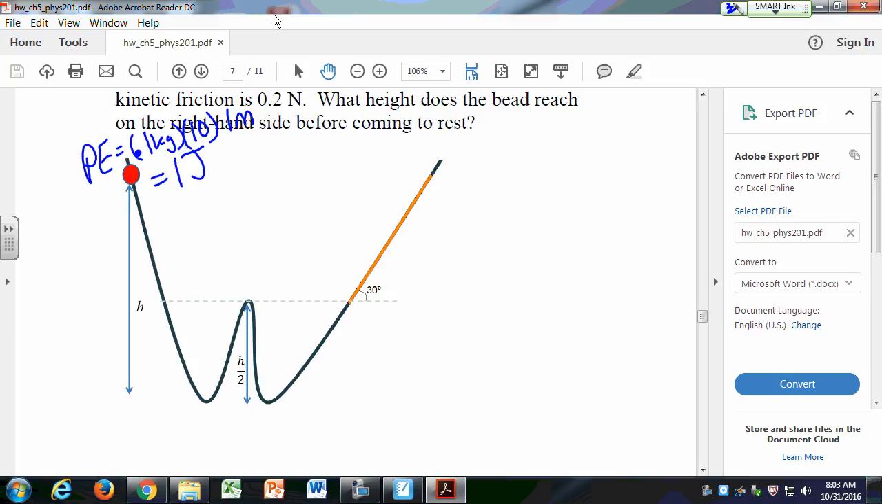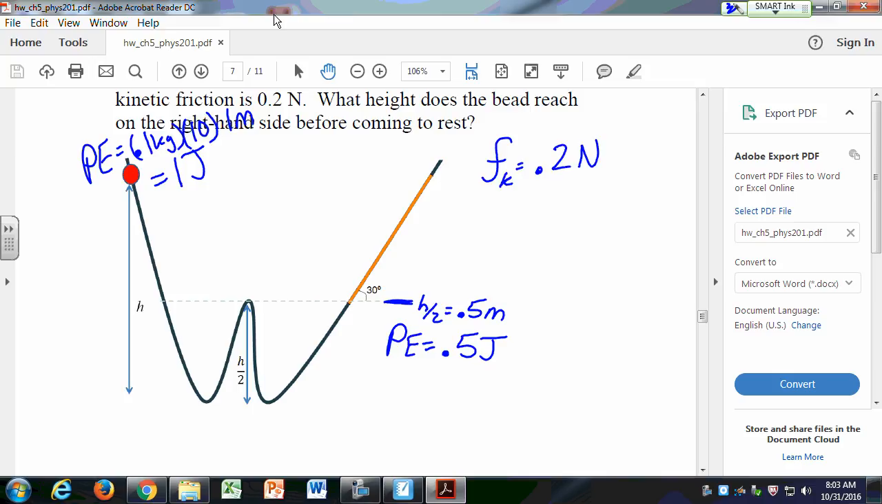Okay, and then at this point, at h over 2, which is equal to 0.5 meters, the total amount of energy that it has is 0.5 joules. It's at half the height, so it has half the energy. Now I want to know how far it will travel up this incline before it comes to rest. And I tell you that the force due to kinetic friction is equal to 0.2 newtons. So Fk is equal to 0.2 newtons.